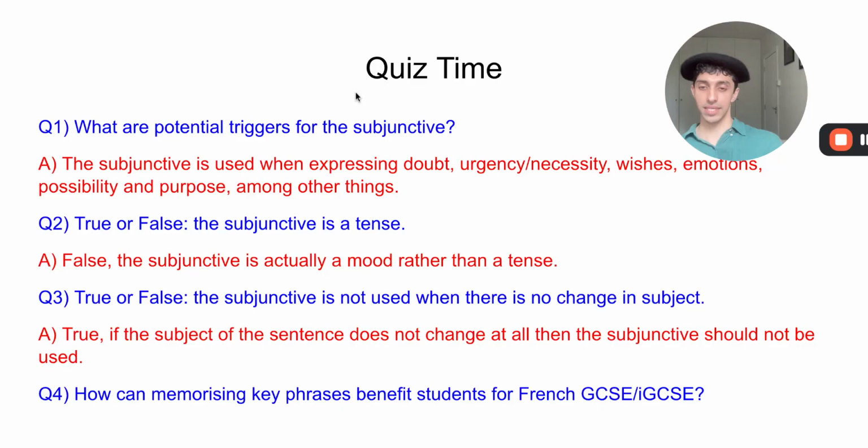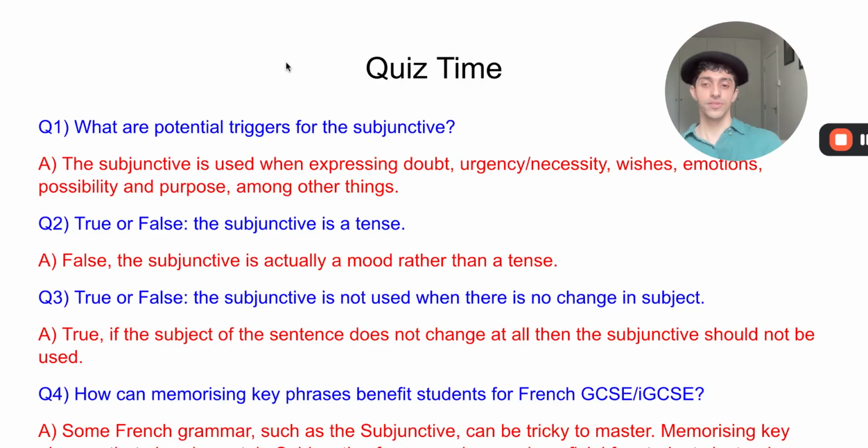And question four, lastly, how can memorizing key phrases benefit students for French GCSE and iGCSE? They would benefit potentially all students, I would say, French GCSE or iGCSE. So I'll give you a bit of time to think over this. Let me show the answer then. So some French grammar, like the subjunctive, can be tricky to master. Memorizing key phrases which already contain subjunctive forms can therefore be very beneficial for students instead.